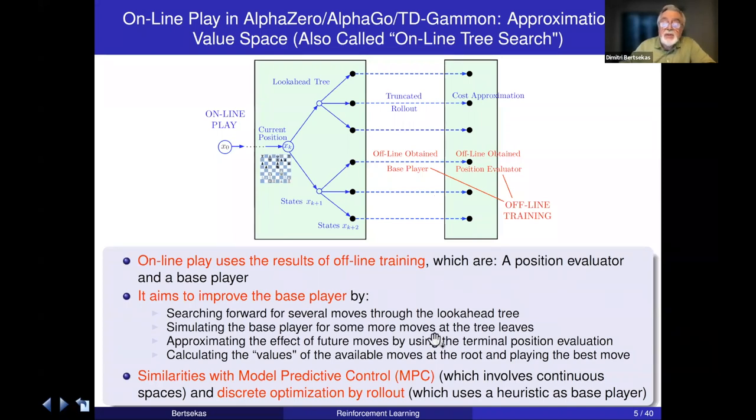And there is a major difference in model predictive control. The number of states is infinite. Okay, it's a continuous state space, like a two-dimensional space or three-dimensional space, as it is in vehicle dynamics, cars moving or airplanes moving over three-dimensional space and so on. There's an infinite number of states. On the other hand, in games, the number of states is finite. Other than that, however, the architecture is very similar in both cases. Moreover, the same architecture applies in discrete optimization by using something called rollout. You'll see the name rollout here, which we're going to deal with at some length. So this is how the online player in AlphaZero and related contexts works.